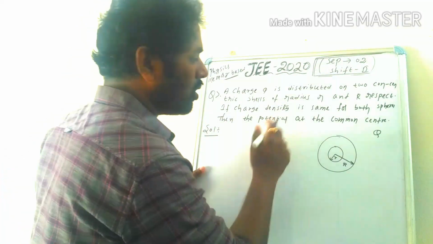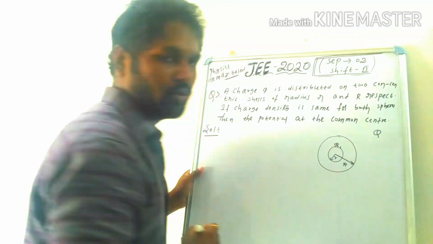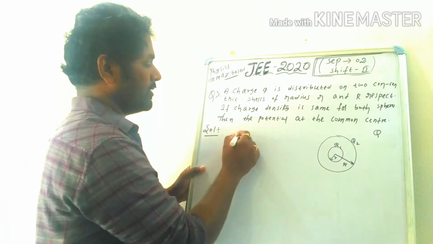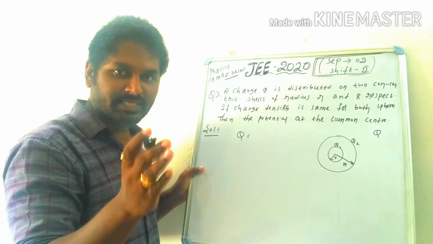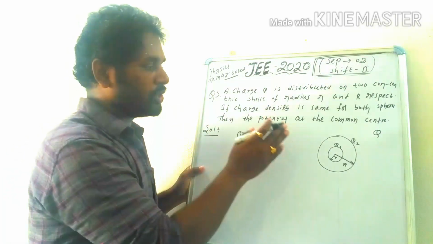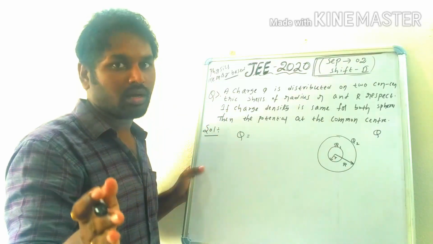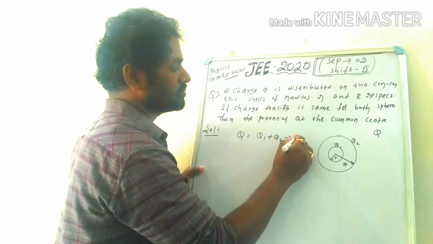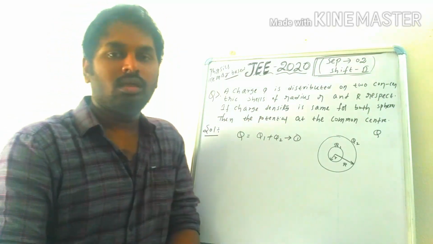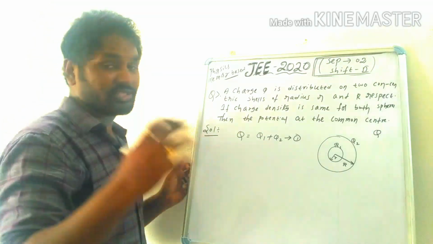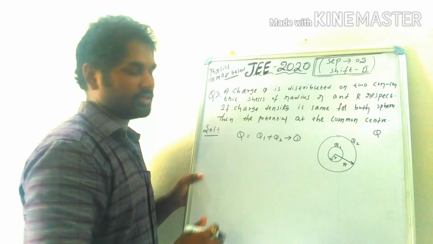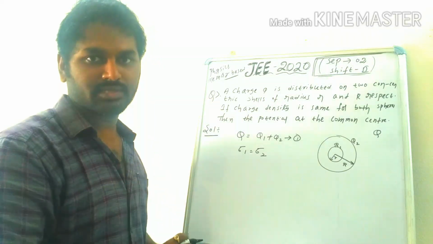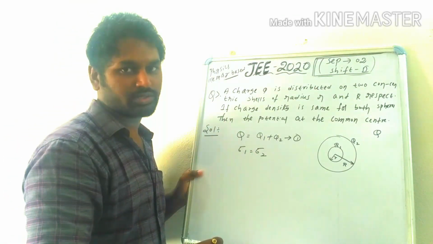Let us take the charge on the inner sphere as Q1 and on the outer sphere as Q2, which means the total charge of the system is distributed as Q1 on the inner sphere and Q2 on the outer sphere. So you can write Q is equal to Q1 plus Q2, equation 1. The second relation we can use, which is given in the question, is that both the spheres have the same surface charge density, meaning sigma 1 is equal to sigma 2.